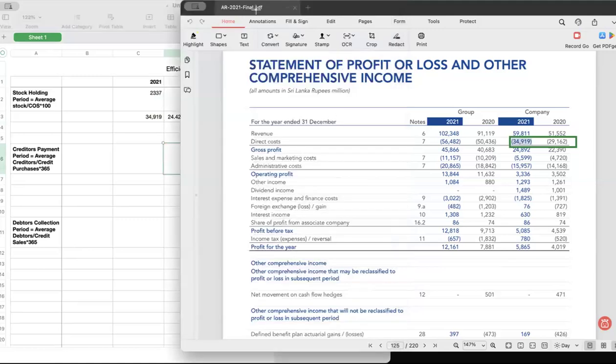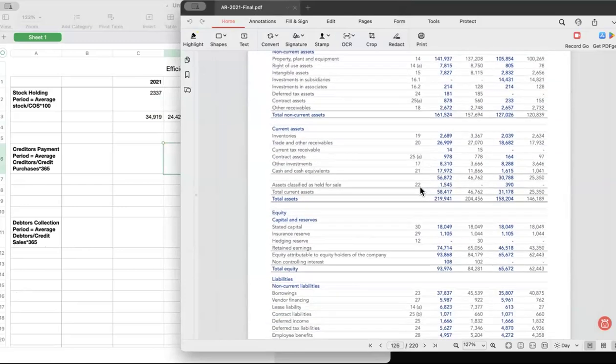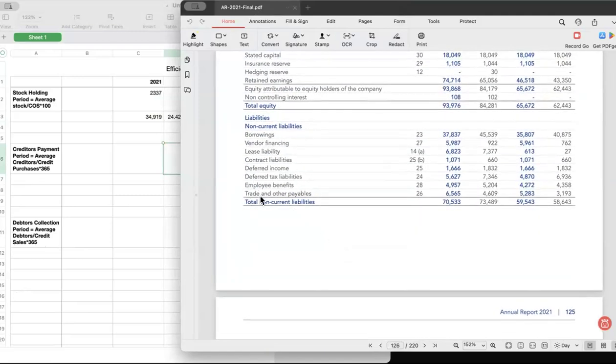Next, we have creditors payment period. Again, average. We need to find the creditors. Creditors is in the statement of financial position. Now we have a problem: we don't have the information on the creditors. So we go to note number 26 because it says trade and other payables. Trade and other payables means creditors, another term that they use. Actually, most annual reports don't use the term creditors now; they use trade payables instead. We don't have the trade payables amount separately, so we have to go to note number 26 to find it out.